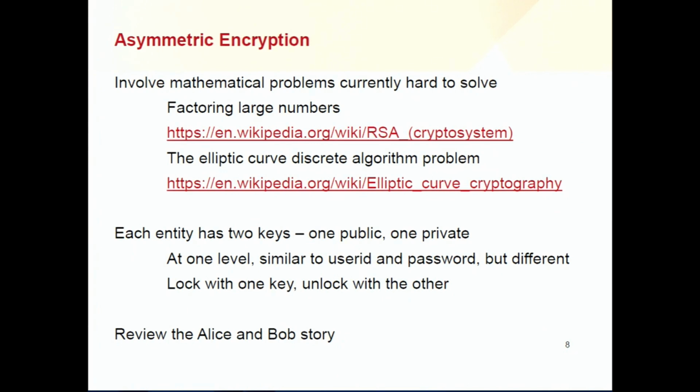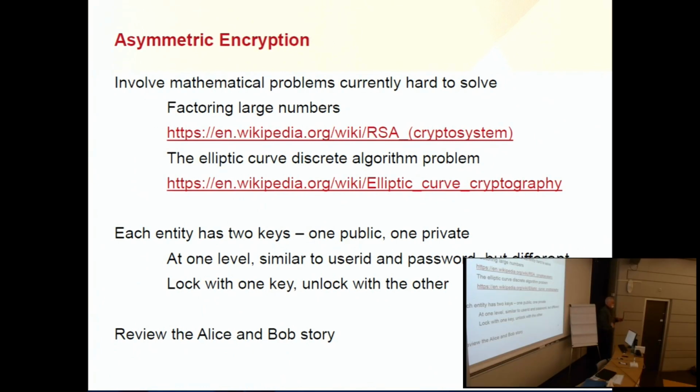So in asymmetric encryption, each entity has two keys. One key is public, one key is private. Now you're sort of used to that in some way, right? User ID, password. User ID is public, password is private, right? The difference is that in that kind of situation, there's some central authority that you register with and they control the authentication.